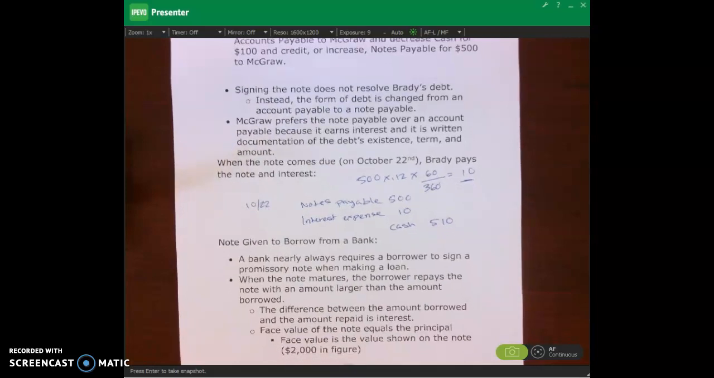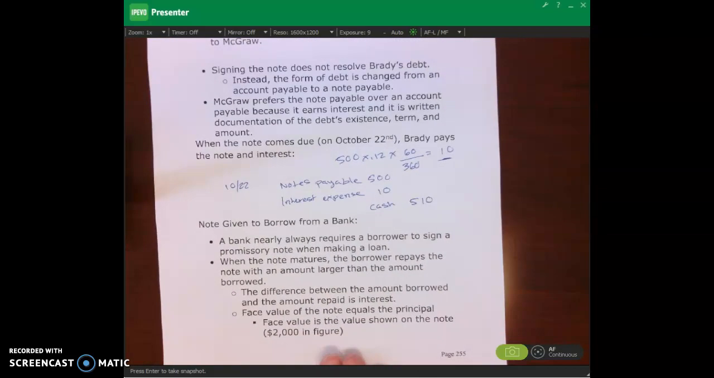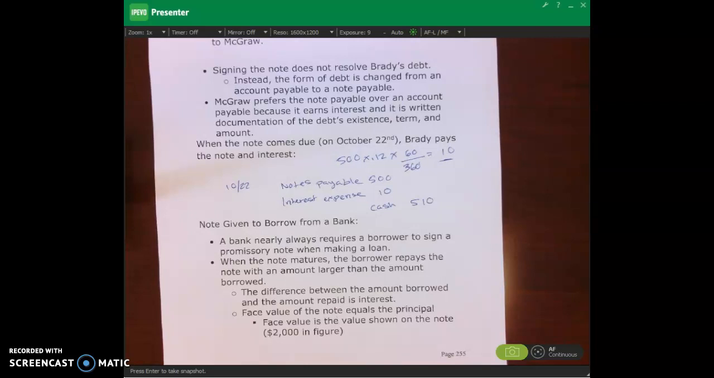Now let's look at another situation that we could use a notes payable for, which is to borrow money from a bank. Okay? So the bank is going to require us to sign a promissory note. And so when that note matures, we're going to have to pay the principal plus the interest.